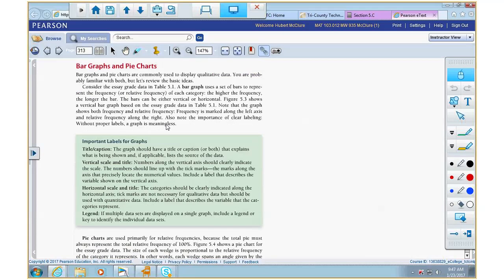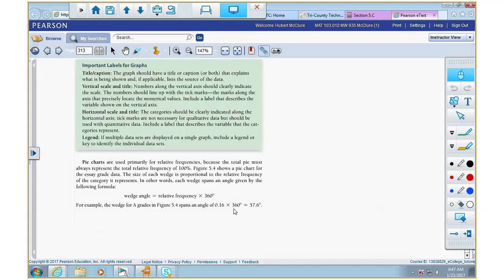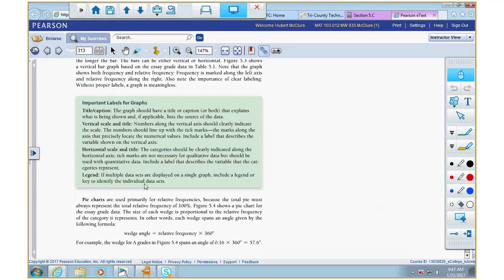They may ask you to read it, and we'll talk about that a little bit. But things on graphs, you might want to write these down. This is on page 313. Of course, it's got to have a title, vertical scale and horizontal scale title, and the legend. It's kind of like a map. Not really anything new there.